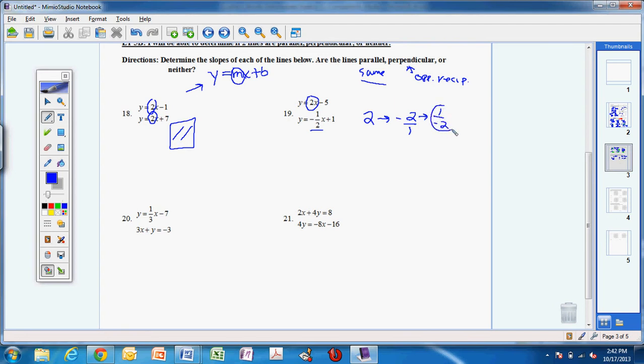So this slope is what I compare. Is 1 over negative 2 the same as the one in my other equation? In this case it is, so that's how it tells us that this is actually perpendicular. So those two are perpendicular.